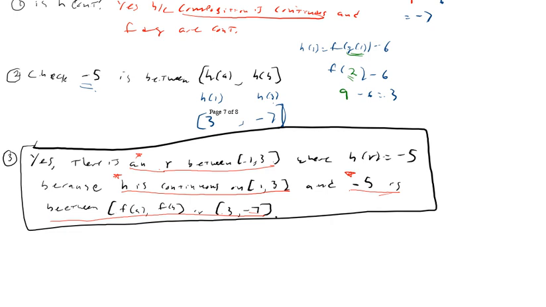You can do these in any order. It doesn't really matter the specific order as long as you have all three pieces. Yes, because h is continuous and negative 5 is between these, there exists an R between 1 and 3. Or because negative 5 is between these two values and h is continuous. The order is not really critical, but you need all three pieces. Okay. Questions about that? People okay? So that's one of the little odds and ends that I want to show you.